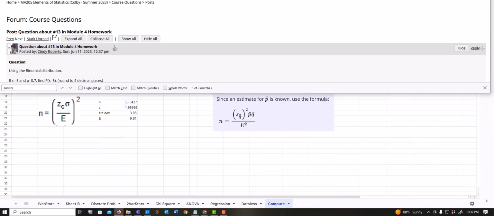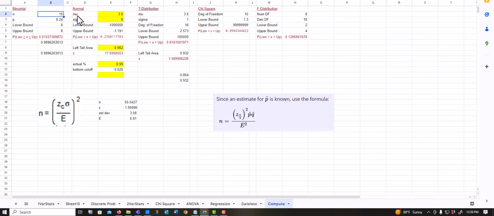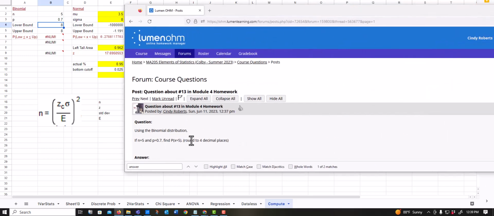So remember in this case, I have n is 5, and n will be your sample size. Okay, so that's something good to remember. So n is your sample size. P is your probability of success, so in this case it was 0.7. And my question asked for the probability of exactly 5.